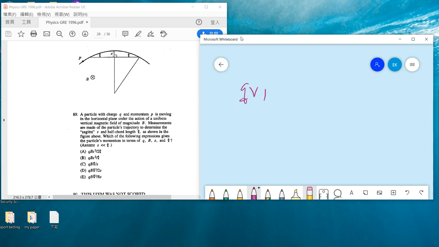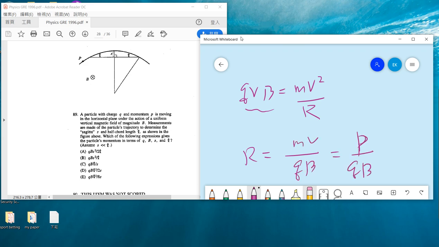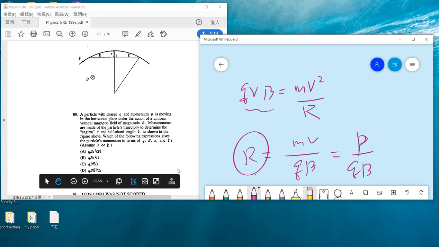Okay, so how about we do this? The standard is qvB, the Lorentz force, equals mv squared divided by r, right? So you get r is mv over qB, so basically p over qB. P is the momentum. So all we need is to find r and multiply by qB, which is our answer, which is our p.